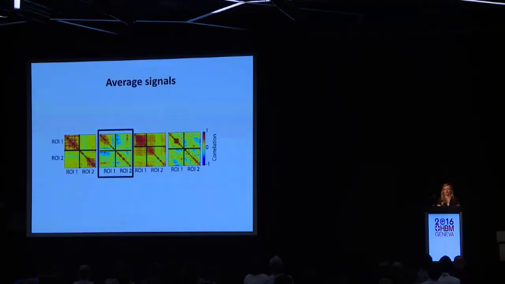So here I'm just plotting voxel by voxel correlation matrices for two ROIs, and these are very small ROIs of approximately 20 voxels. So you see that in some of these examples from real data that the ROIs are quite homogeneous. But in other cases, like the one that I drew the square around, you see that some of the voxels in ROI2 correlate positively with the voxels in ROI1, and some correlate negatively. So if we use our typical approach of averaging across voxels in each ROI, we wouldn't be able to detect any connectivity here.